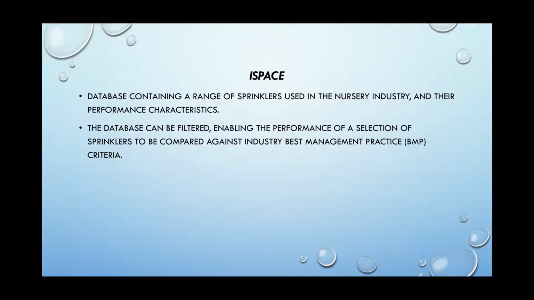iSpace is a database containing performance data on a range of sprinklers used in the nursery industry. This resource was developed using Rural Water Use Efficiency Initiative funding and built on a previously funded project where sprinkler data was calculated in a modelling program and the theoretical performance of a range of sprinklers, jet sizes, pressures and spacing was made and input into a database. The original report, Evaluation of Irrigation Sprinklers for the Nursery Industry, can be downloaded from the NGIA website under the final reports page that was shown earlier.